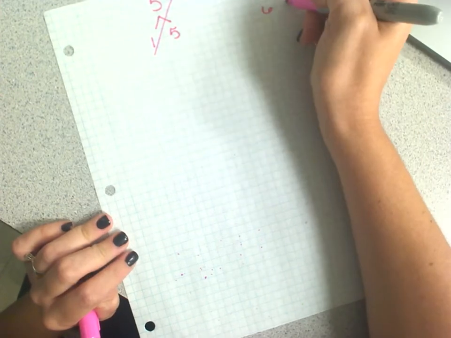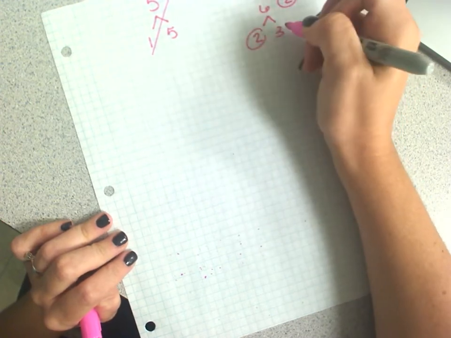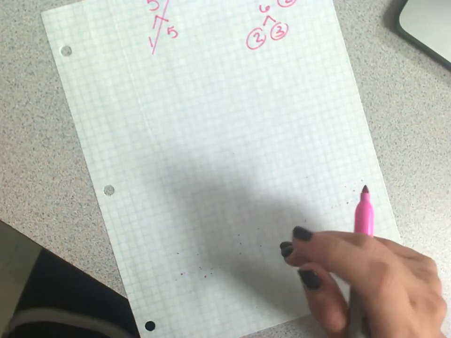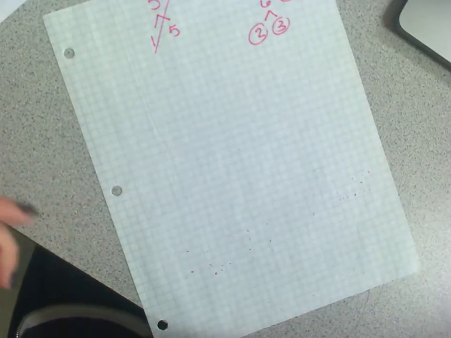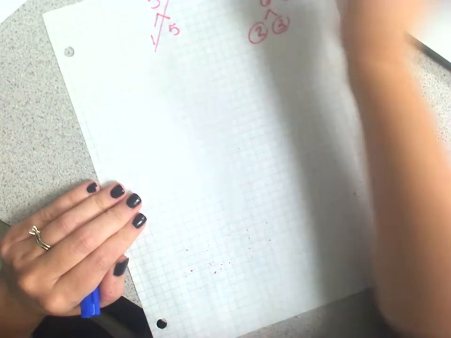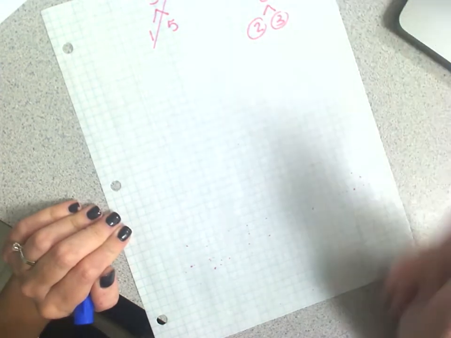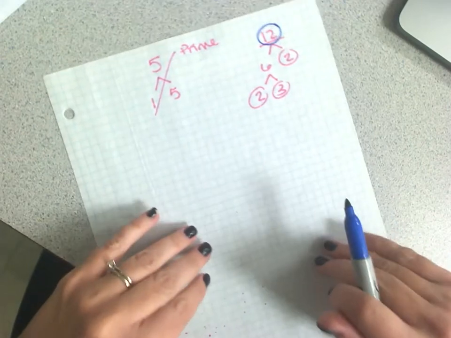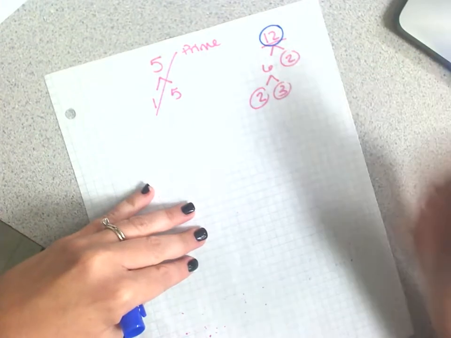12 has 6 and 2, and 2 and 3, and 2 and 2 and 3 are prime. Today we're going to talk about prime factorization. And what that means is that you can write every composite number as a product of prime factors. That's called prime factorization. So what I just did with this 12 here, it's called a factor tree. I broke it down and I found all of the prime numbers that make up 12.